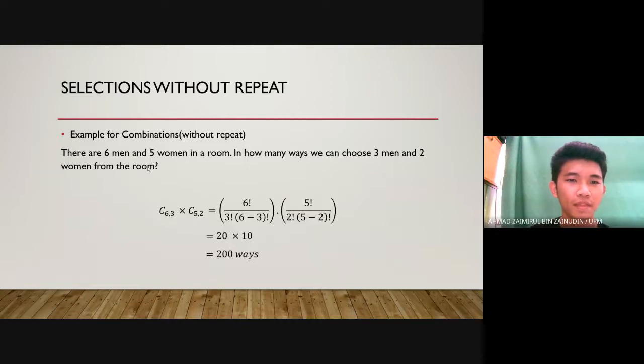Next is selection without repeats. For example, there are 6 men and 5 women in a room. In how many ways can we choose 3 men and 2 women from the room? In this case, we have 2 different elements, so we need to calculate for the men and also for the women, and then multiply the two results. The final answer is 200 ways. This is the formula for selection, or combination, without repeats.